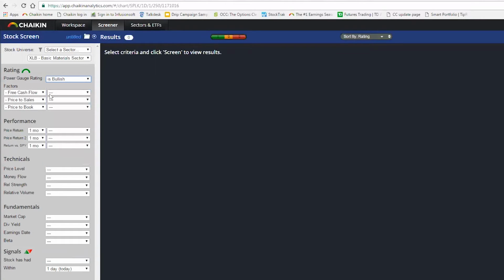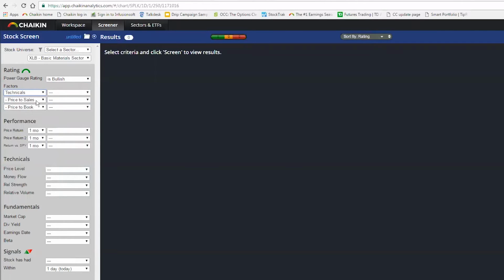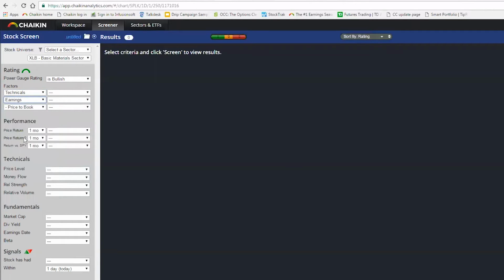Next, you can screen for up to 3 of the individual power gauge factors. These are the 20 factors that go into our power gauge rating. Again, you can pick up to 3 of them. They're all listed here. Or you can choose the category as a whole. So if you just wanted to look for strong earnings categories or technicals, you could. Again, you can look at them based on what they are currently or whether they have turned recently.